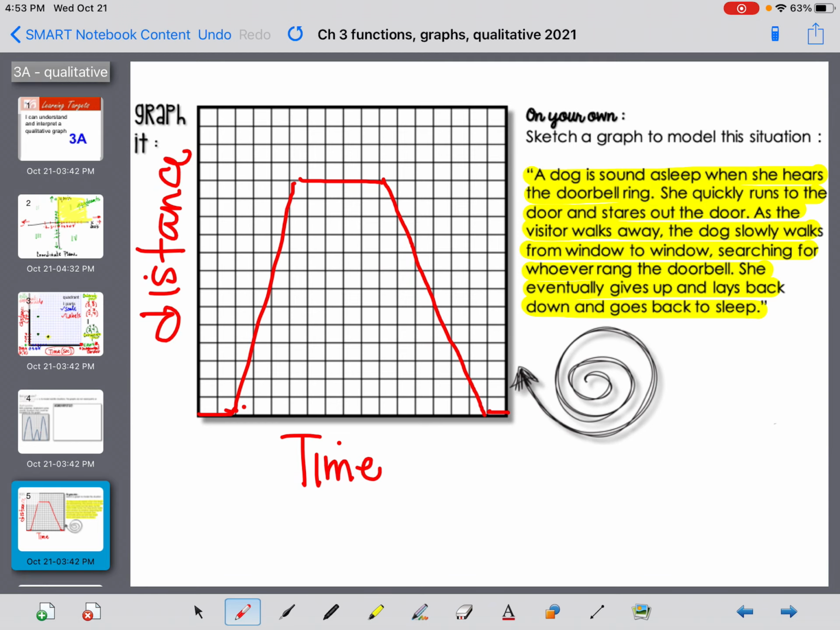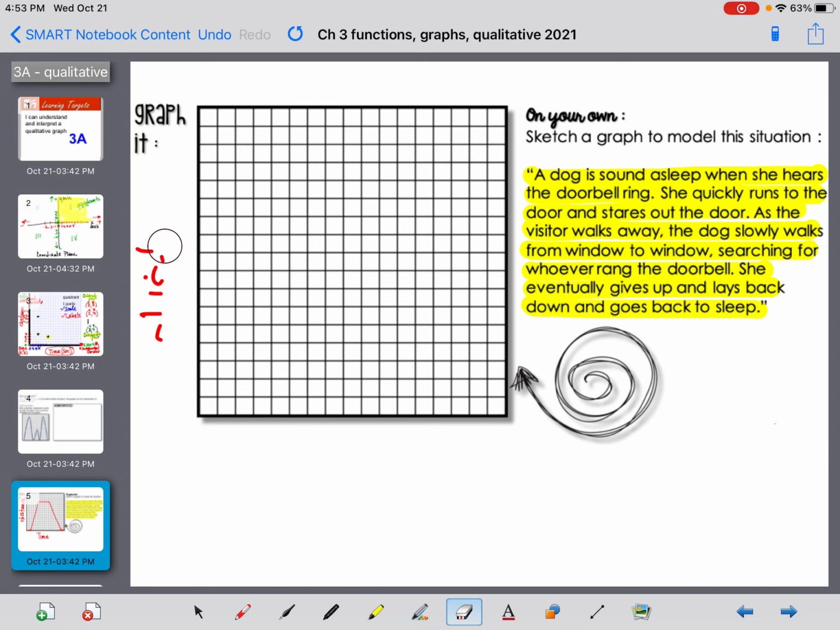Now, if you didn't do distance and time, your graph might look different. So let's try something different now, and see what a different scenario might be for the same situation. What if I do time, but this time instead of doing distance, I do speed? Let's graph speed this time.